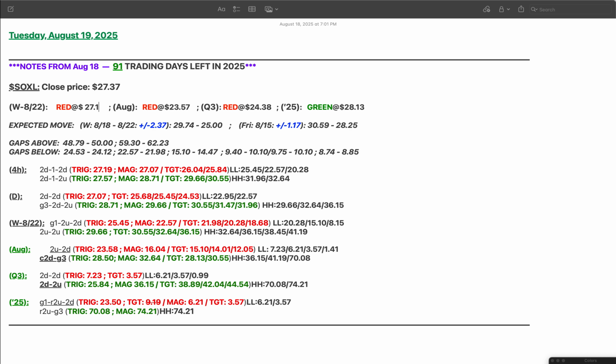All right, so today's Tuesday, August 19th, or tomorrow's Tuesday, August 19th. These notes are from today, August 18th. Tomorrow there will be 91 trading days left in 2025. The close for today was 27.53. And so we know that the week will flip red at 27.10. The month flips red at 23.15. The quarter flips red at 24.38. And the year flips green at 28.13. So you can see that little bit of contention still in the time frame.